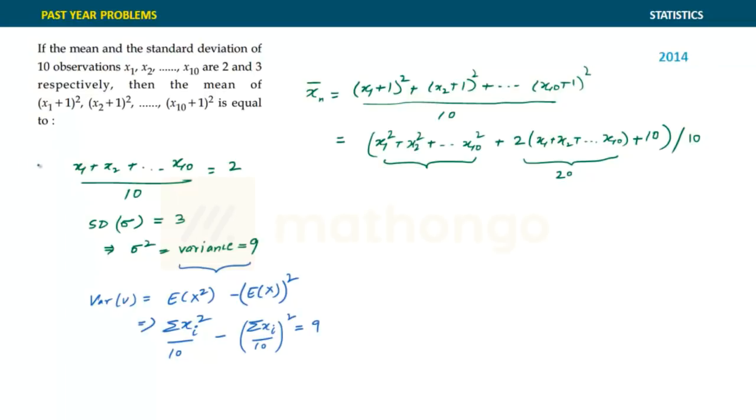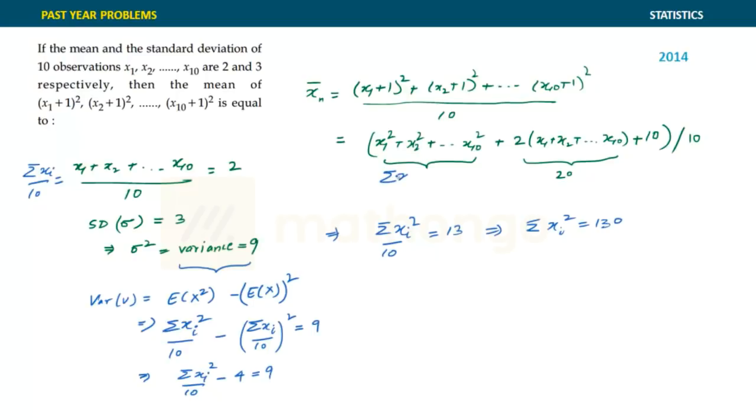So this is summation xi by 10, which is nothing but the mean, already given to be 2. So this value now comes out to be summation xi square by 10 minus 4 is equal to 9. If I take it here, this becomes summation xi square by 10 is equal to 13, and I can say summation xi square is nothing but 130, right? This is the value I was intending to find.